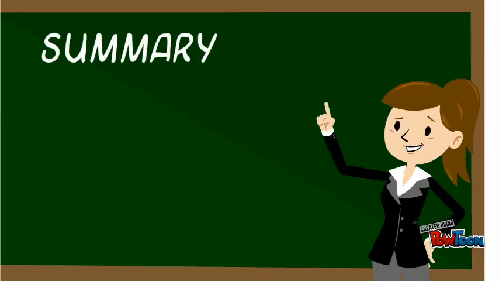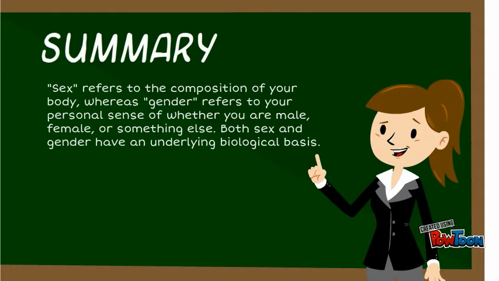So, to summarize, sex refers to the composition of your body, whereas gender refers to your personal sense of whether you're male, female, or something else. Both sex and gender have an underlying biological basis.